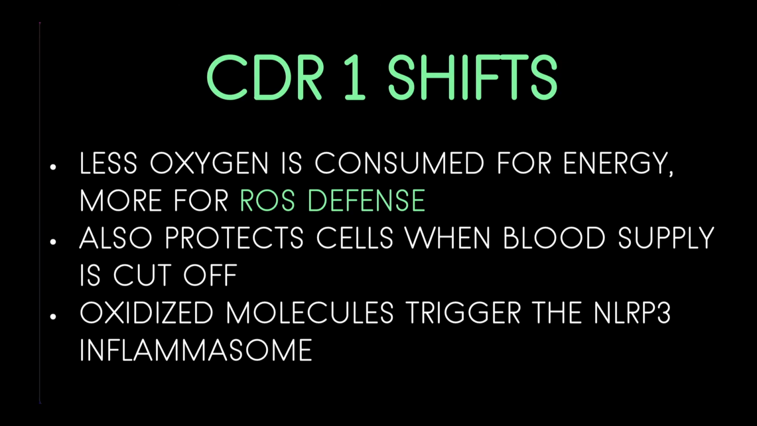Less oxygen is consumed for energy and more is used for reactive oxygen species defense. So you might hear that reactive oxygen species or oxidative stress is bad, and this leads to a recommendation for everyone to take loads of antioxidants in order to be healthy. But again, this is actually just a tool that can be leveraged in protection and defense of you. It also protects cells when blood supply is cut off. And oxidized molecules trigger something called the NLRP3 inflammasome and other inflammasomes. And again, these are just inflammatory cascades that all developed over millions and billions of years to help protect and then heal the organism.